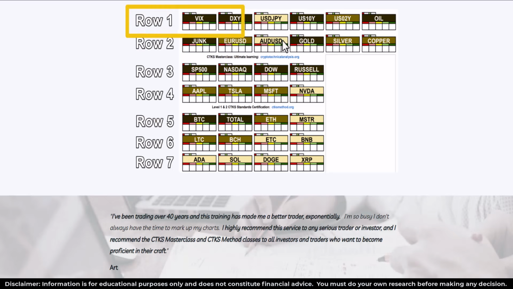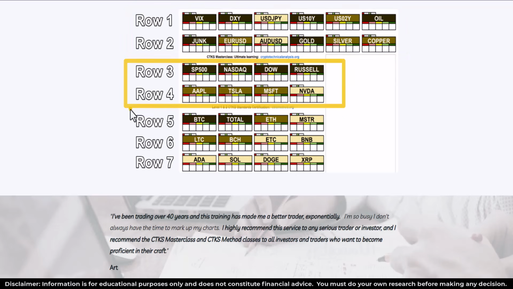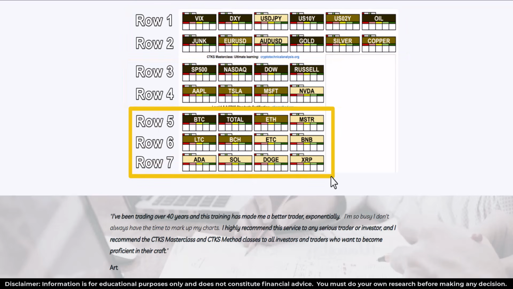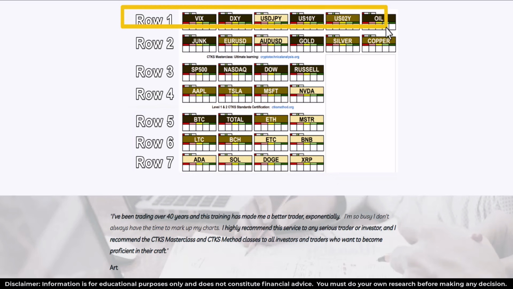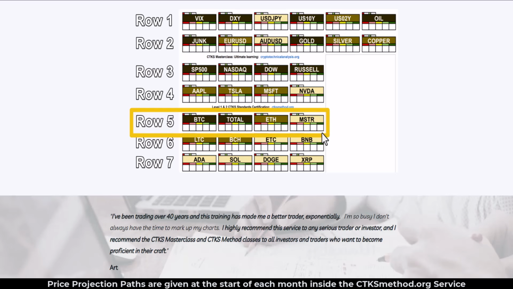The cheat sheet has 7 rows. Row 1 and row 2 measure risk on and risk off behavior. Row 3 and row 4 are the stock market. Row 5, 6, and 7, the crypto market. Typically, we see inversion between row 1 and row 3, also row 1 and row 5. This is very important to understand. Let's have a look into row 1.